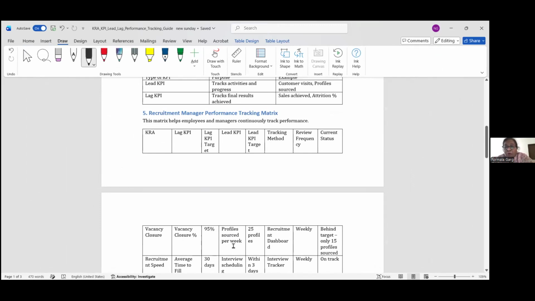So I'm going to look at every week, how many are you sourcing? How many profiles? He has only done 15, but 25 is the target. So what I'll say, hey, increase your number of profiles. So this area is very important. Why? Because this helps me to track the performance so that I know achievement is happening. But I cannot work here.